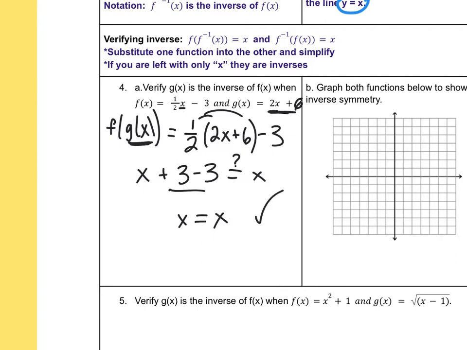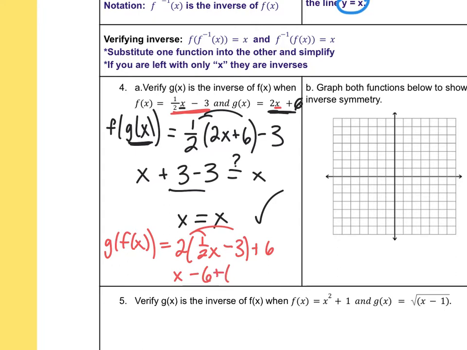That verifies. Now I got to go the other way though. I need to know if g of f of x also equals x. So, opposite thing, I'm going to plug in f of x everywhere where there's an x in g. So how I'll do that is I'm going to do 2 times 1/2 x minus 3, plus 6. Go ahead and distribute out. I end up with x minus 6 plus 6. Does that equal x?